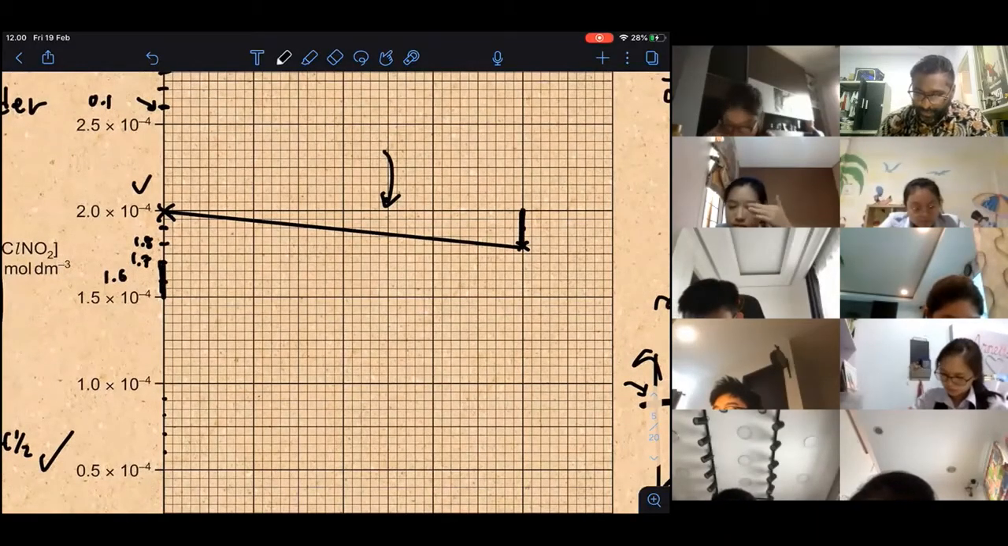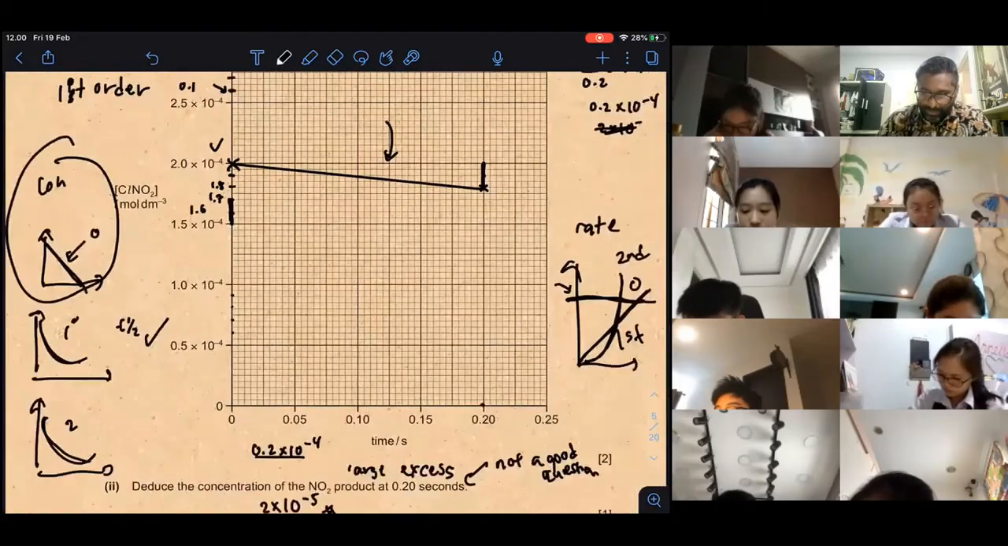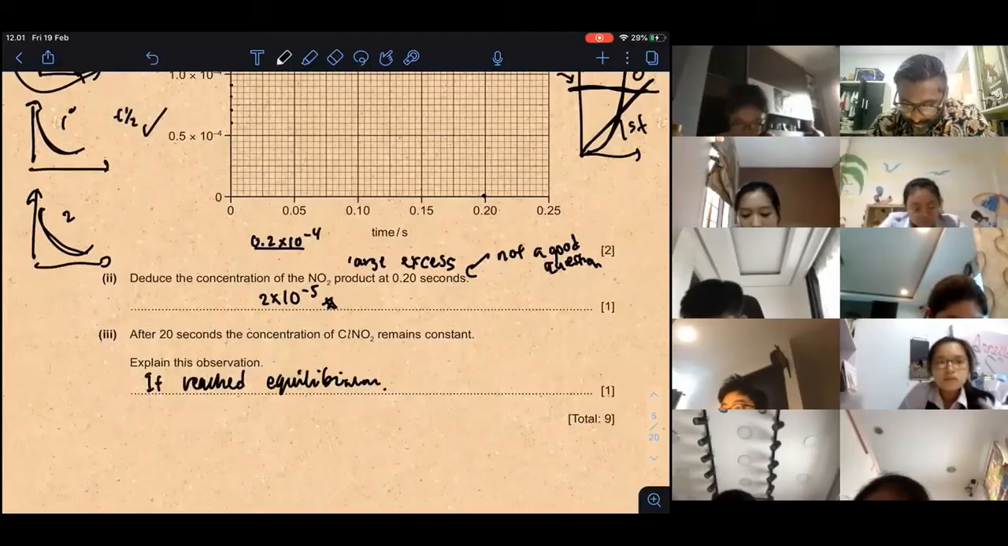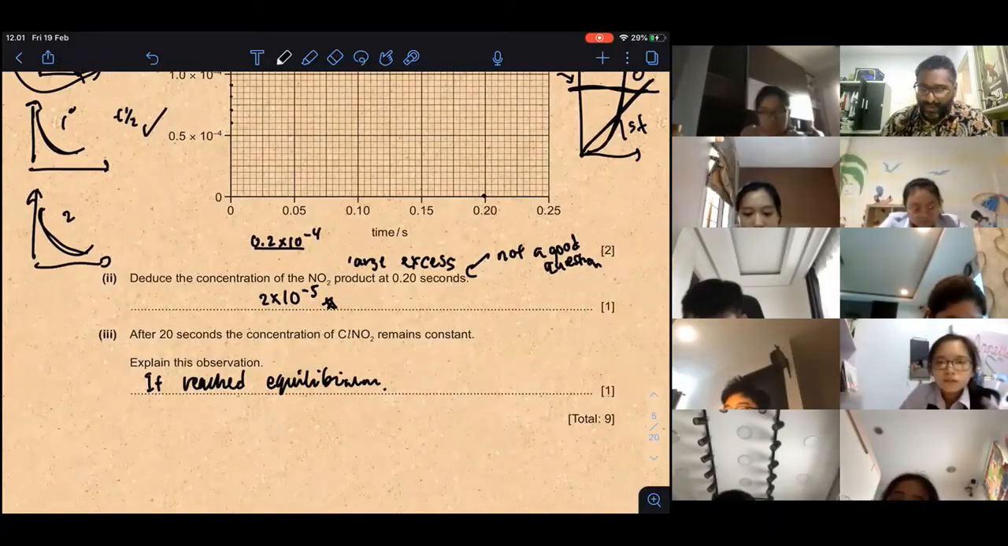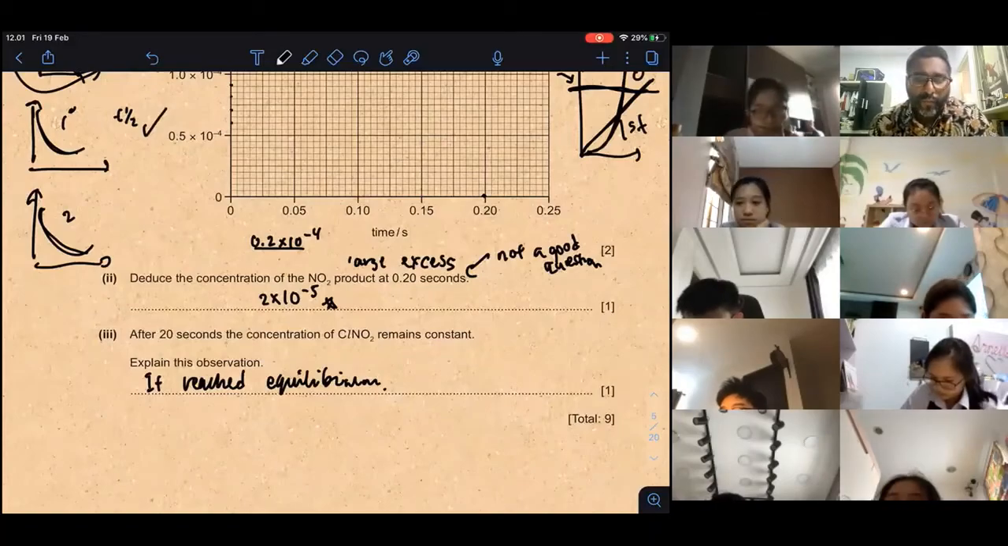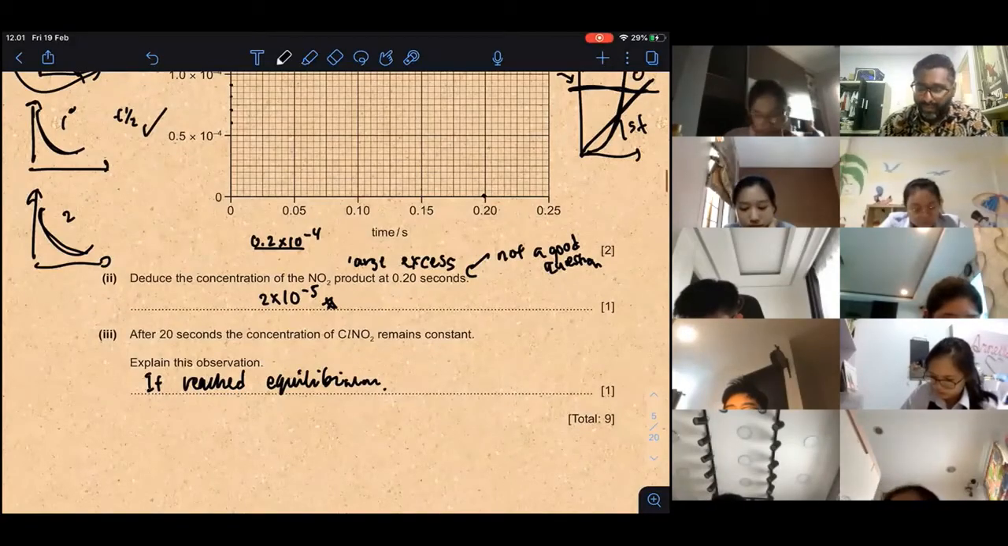Once you get that, deduce the concentration. It's already 12. Anyway, deduce the concentration of NO2 product at 0.2 seconds. This one I don't agree with this question. It's a very weak question. Why do I say it's a weak question?